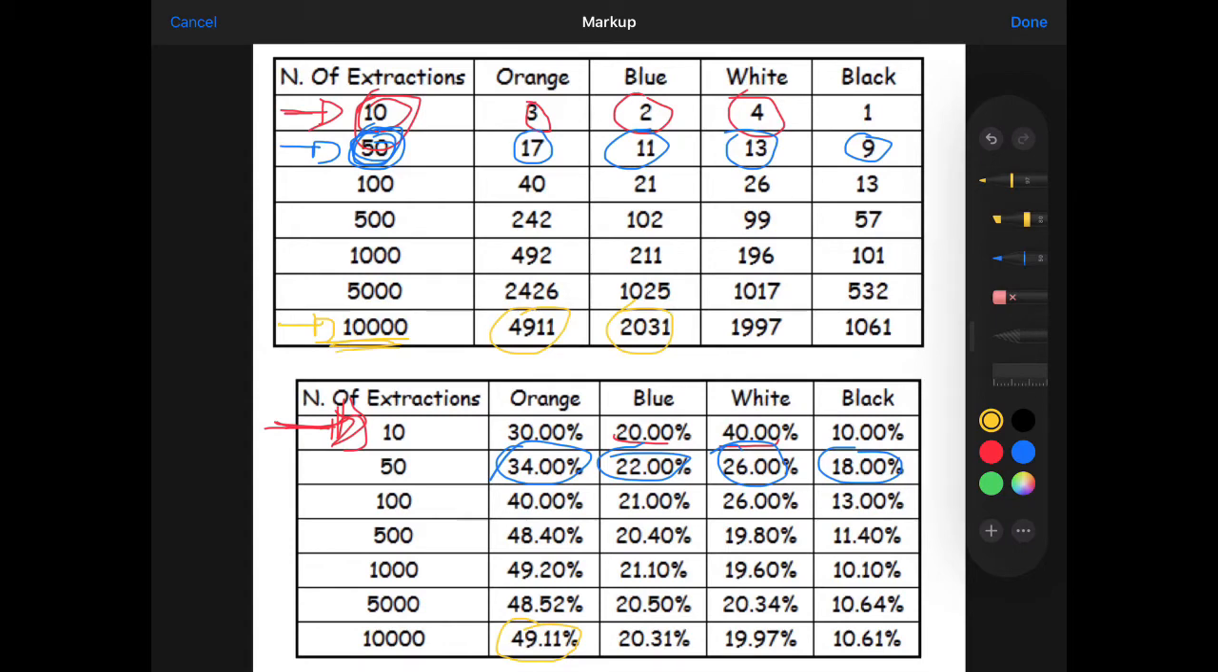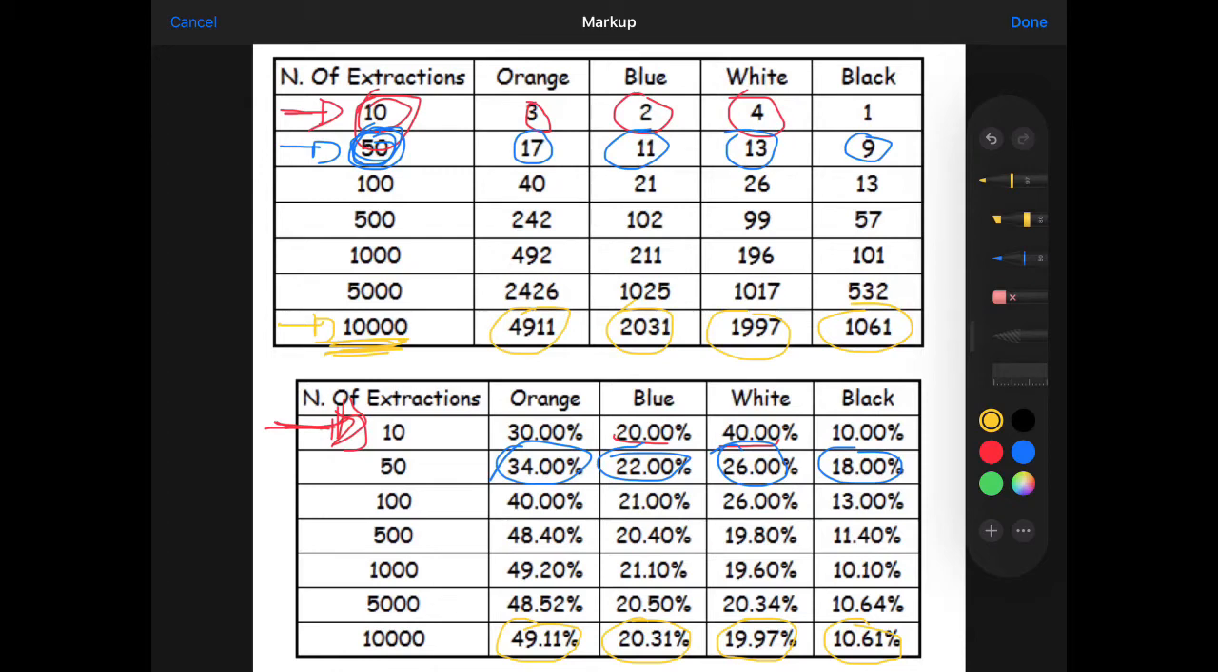2,031 divided by 10,000. That's where the 20.31% comes from. 1997 divided by 10,000, which is where the 19.97 comes from, and 1061 divided by 10,000, that's where the 10.61% comes from. So this is an example of how to find an experimental probability, assuming that I couldn't look in the tin, assuming that I didn't know how many cubes there were in the tin or how many of each color.